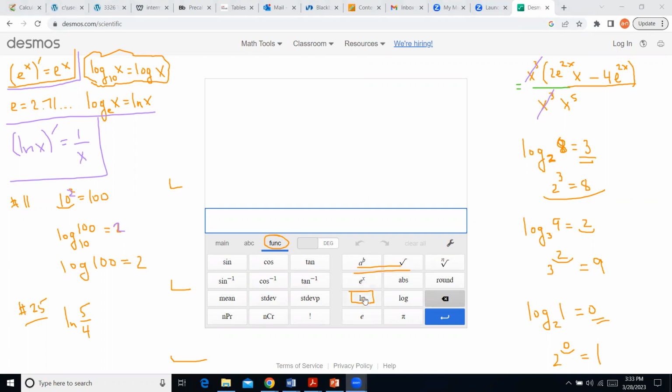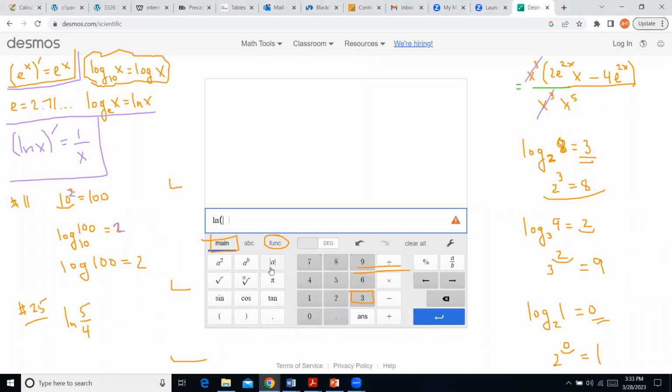Once you hit that ln, then you need to enter 5/4, and to do that, you need to return back to the main menu where the numbers are, where we actually started this exercise. So I put 5 on the top, and then 4 on the bottom as usual, and get whatever number it is.